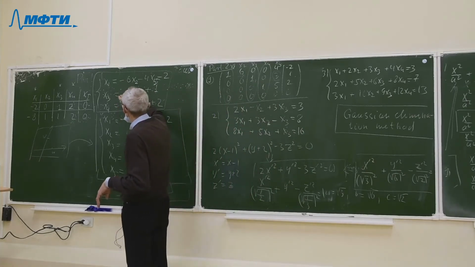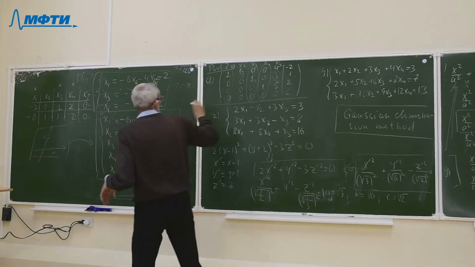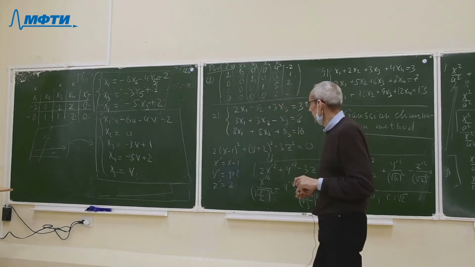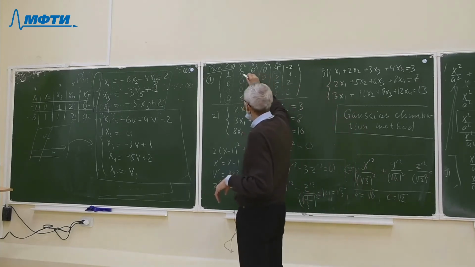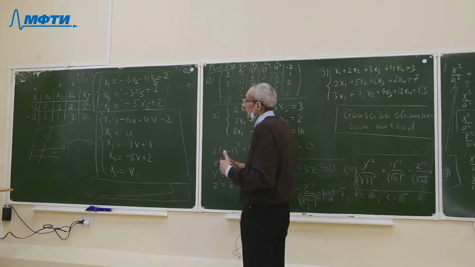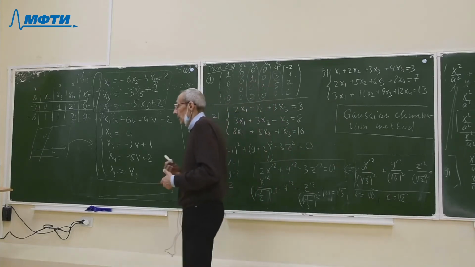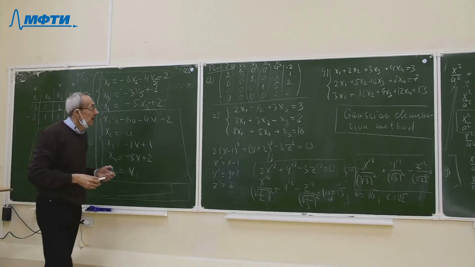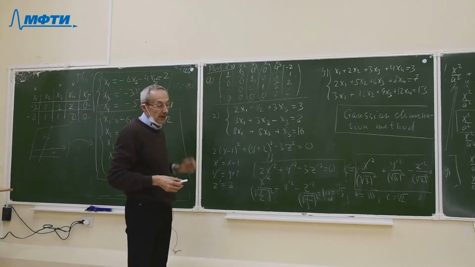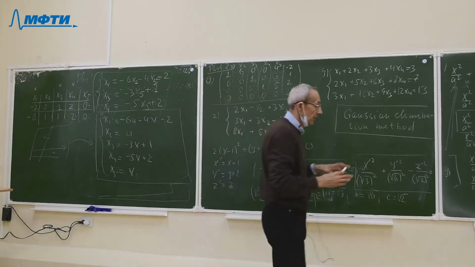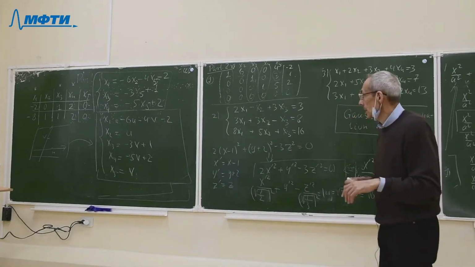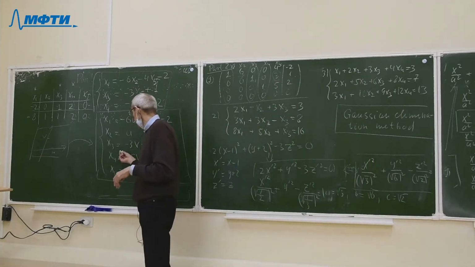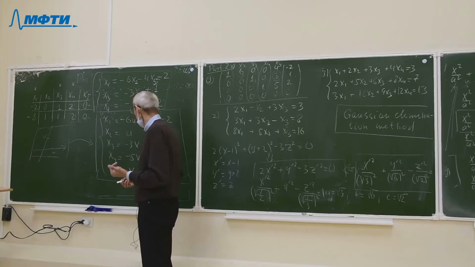Each equation is a hyperplane in 5-dimensional space. Every equation defines a 4-dimensional hyperspace in 5-dimensional space, and we have three 4-dimensional spaces, and these spaces intersect. Their intersection is a 2-dimensional plane.